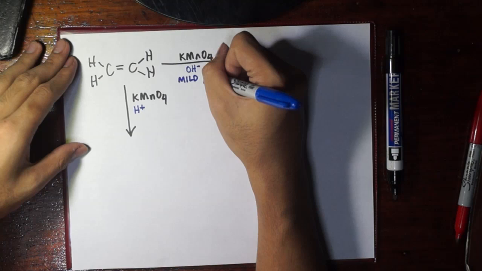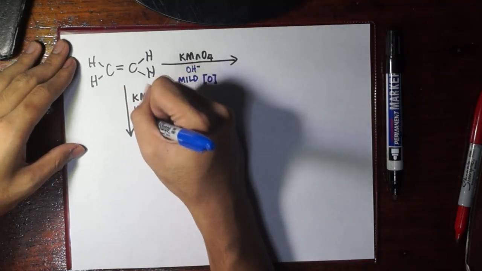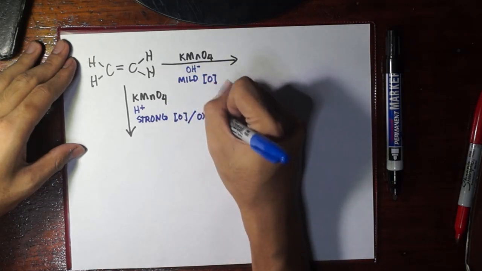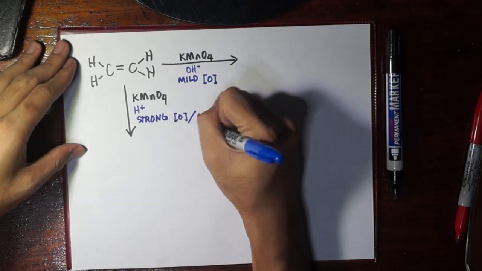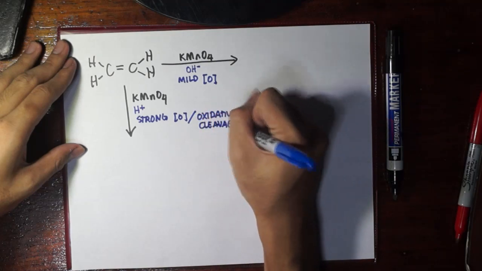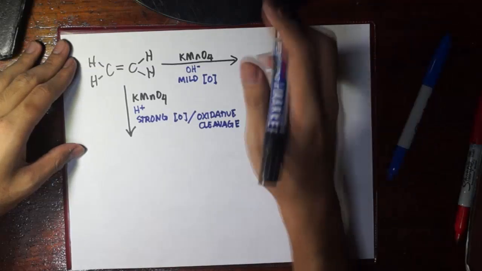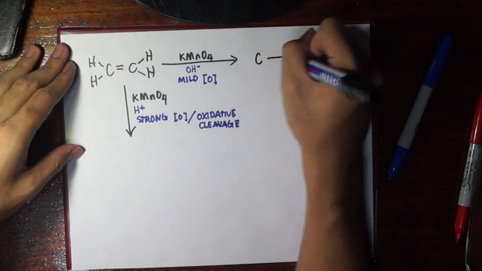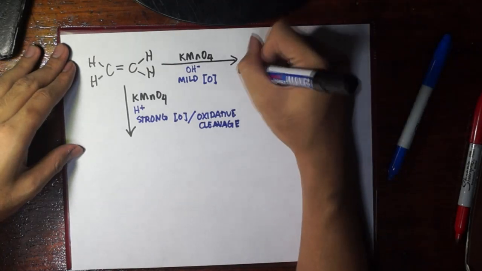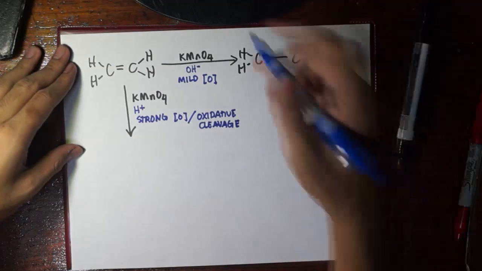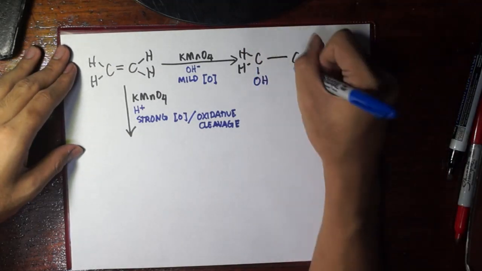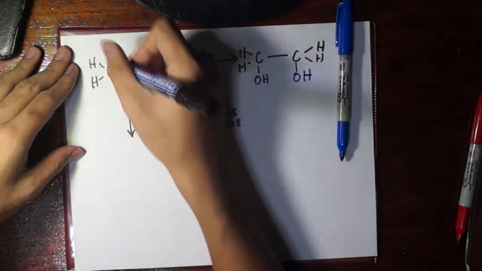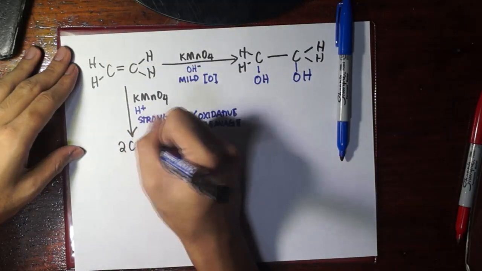Alright, I denote oxidation as O in brackets. This one is strong oxidation if we have an acidic environment, or its other name is oxidative cleavage. It's not the other meaning of cleavage. Alright, so the mild oxidation is quite simpler. So in mild oxidation, in a simplified way, you just get a vicinal diol. But in oxidative cleavage, it is quite different. I would say that from ethene, you get 2 moles of carbon dioxide.